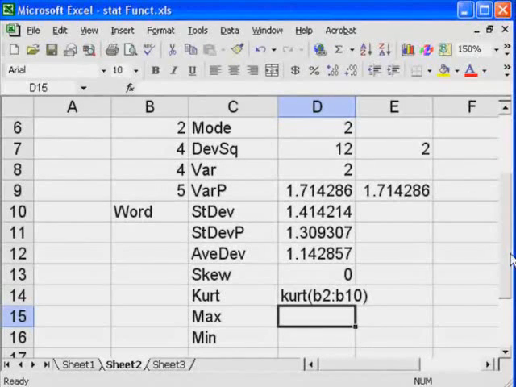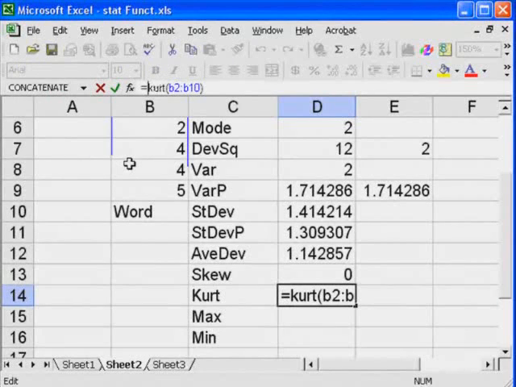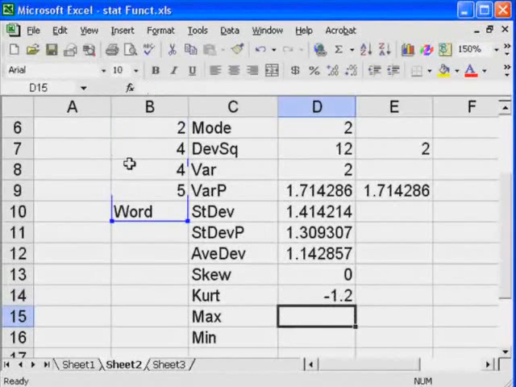So I'll go back up here, and rather than type in the whole thing, I'll just go up to the formula bar, click in front, and add my equal sign, press enter, and it tells me that in this case it's got a negative kurtosis. That is, it's platykurtic. It's not as nicely rounded at the top as a normal curve. It's flatter on the top.